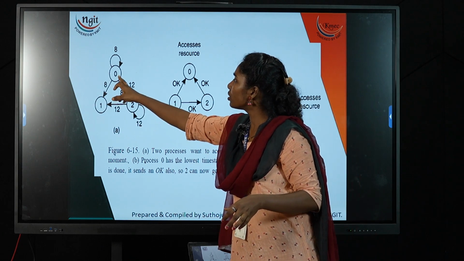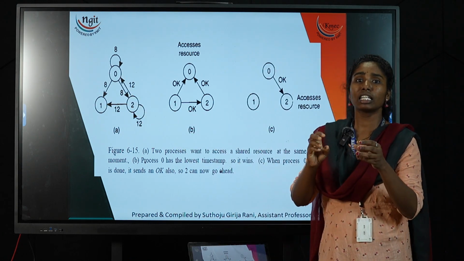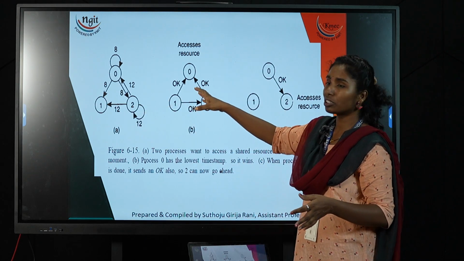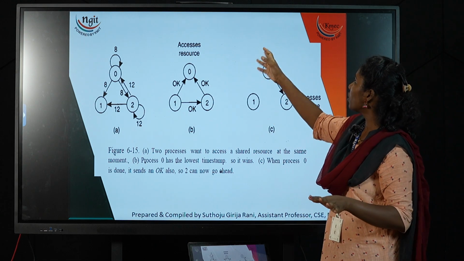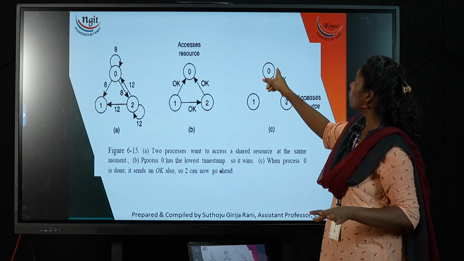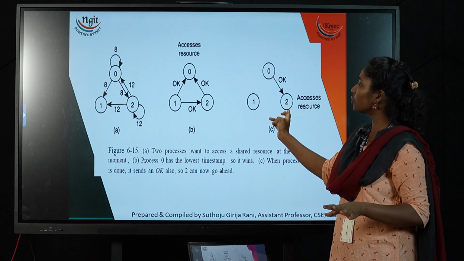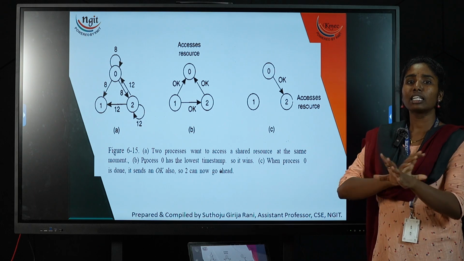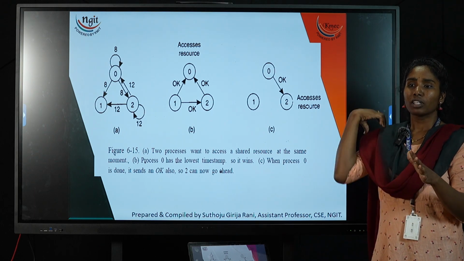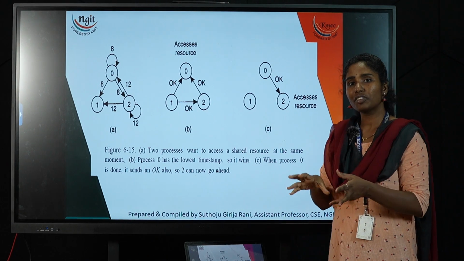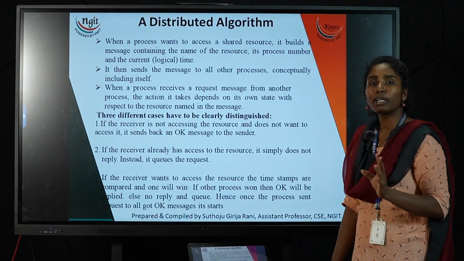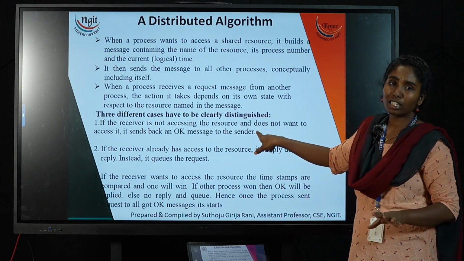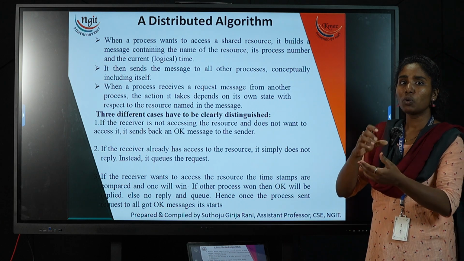Now 0 has the resource utilization request. So it has sent it, and 1 and 2 gave that opportunity to utilize with the OK message. Now 0 started utilization. When 0 is released, it will give the chance to 2, because 2 is also asking for the resource utilization. Like this, in a circular motion, in a synchronization format, distributed environments will be utilizing the resources properly.